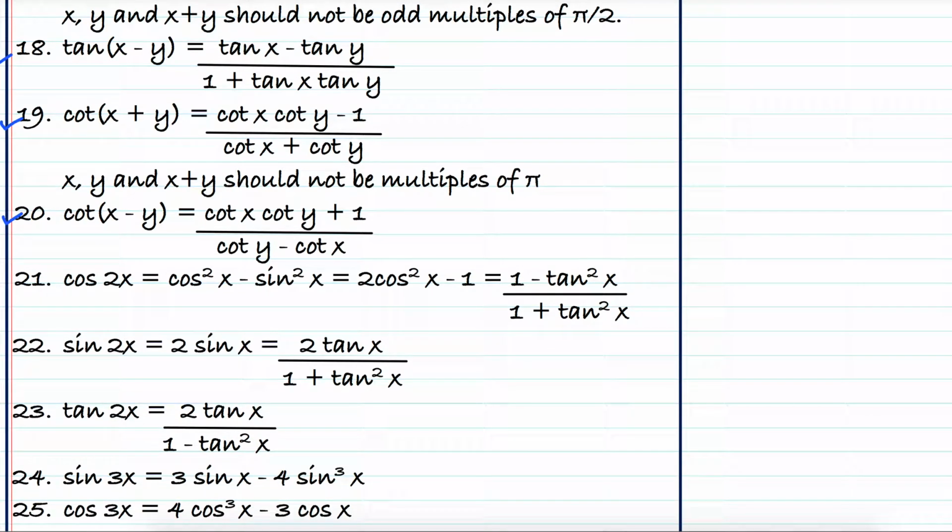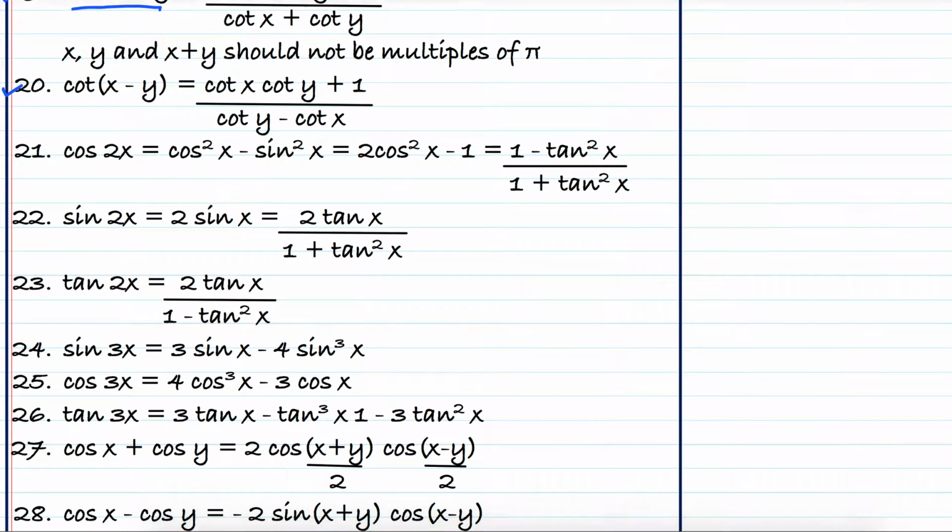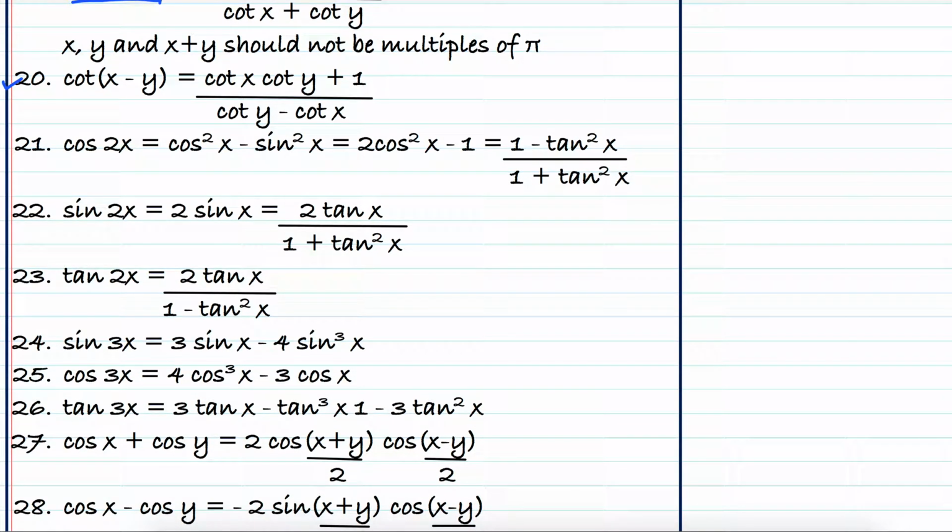So here the condition is x, y and x plus y should not be multiples of pi, because if x plus y is a multiple of pi, then this left hand side will not be defined, and if x and y are multiples of pi, then the right hand side terms will not be defined. Now we have cos 2x, sin 2x and tan 2x.